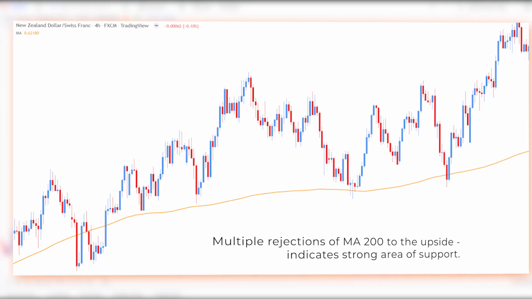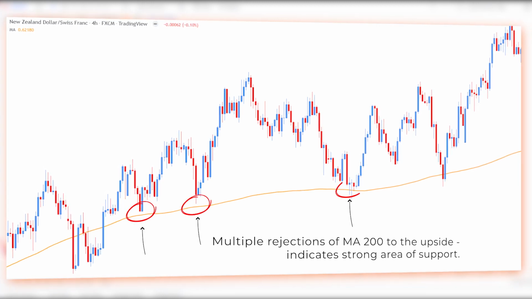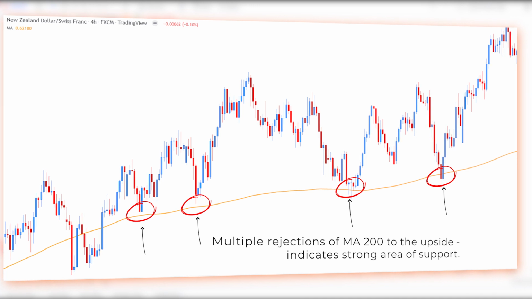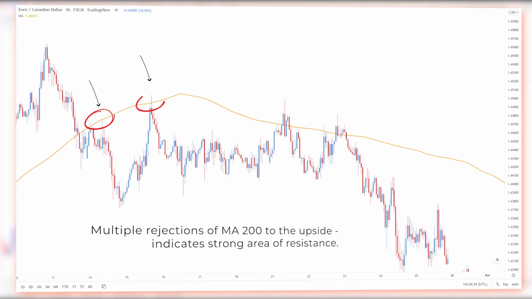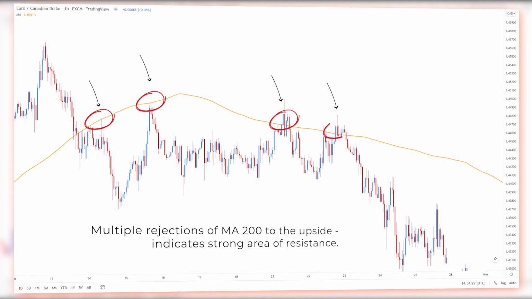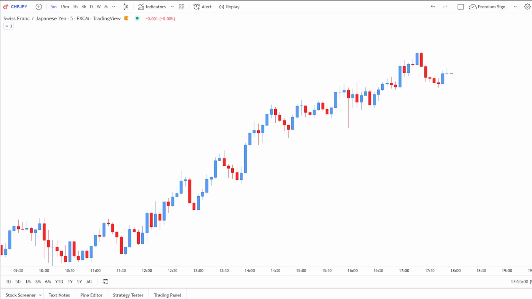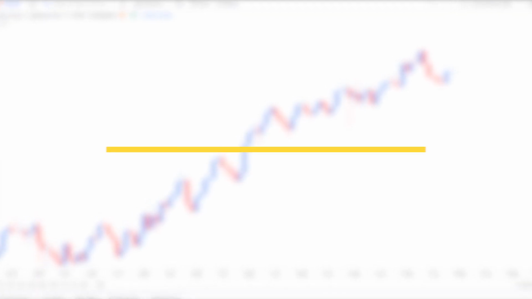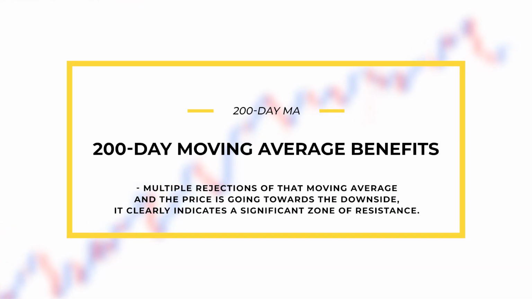For example, on this chart, you can see that every time the price has reached the 200 moving average, it has bounced off it to the upside, indicating that it's a strong point of support from which sellers have been unable to break through. The same reasoning may be used for the downtrend. As long as the price is below the 200 moving average, we are in a bearish market. If you can observe multiple rejections of that moving average going towards the downside, it clearly indicates that buyers were unable to break through a significant zone of resistance.